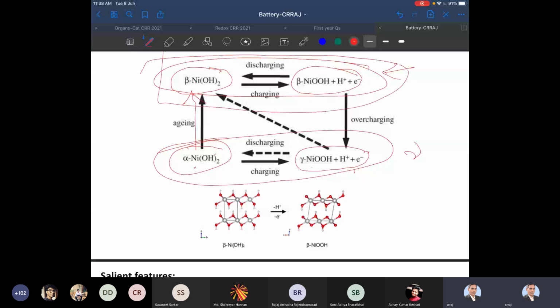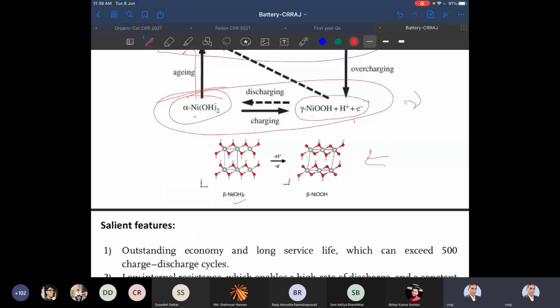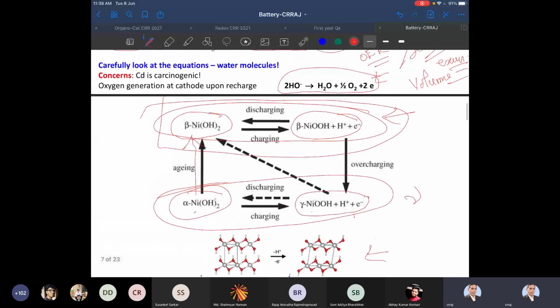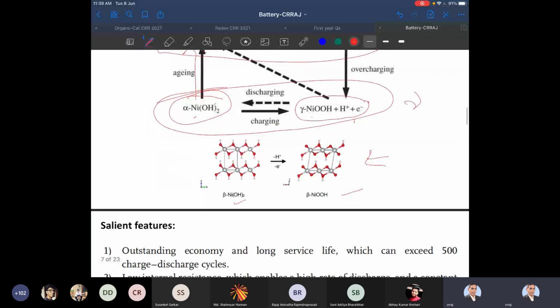Right, the crystal structures I have given here: alpha and beta nickel hydroxide and then beta nickel oxyhydroxide. Don't bother much about the crystal structure, but you should know what redox reaction is taking place. Nickel oxyhydroxide to nickel hydroxide; on overcharge, you get your gamma. Then that also can be converted during discharge to alpha. While aging, you get your beta nickel hydroxide, which is the primary.